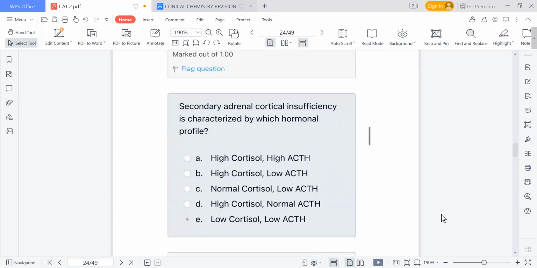The next question asks, secondary adrenal cortical insufficiency is characterized by which hormonal profile? Okay, so there are different types of adrenal cortical insufficiency. N says E. Thank you. There's primary, secondary, and tertiary. Secondary happens at the level of the pituitary gland, the anterior pituitary gland to be specific. And so it's characterized by low cortisol, low ACTH. Choice E is correct because remember the pituitary gland releases this ACTH.